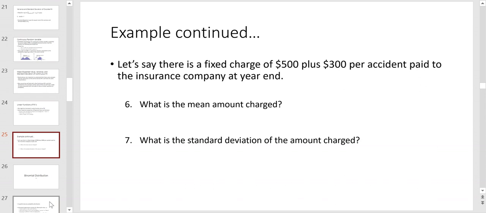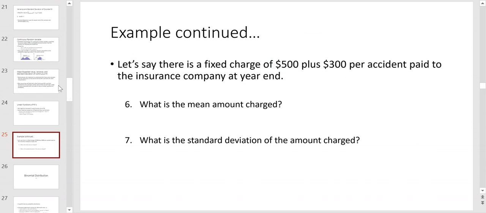So let's say that we're an insurance company and we have a way of coming up with your annual payment, or maybe monthly payment, whatever it is. Let's say we charge you a fixed amount of $500 plus $300 for each accident that you have at the end of the year. So the number of accidents has an impact on how much you get charged. But even still, you're going to have to pay $500 even if you don't have an accident.